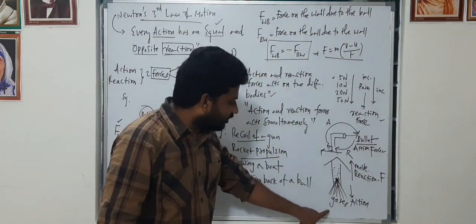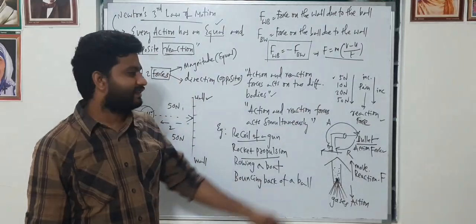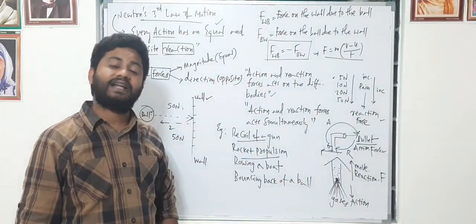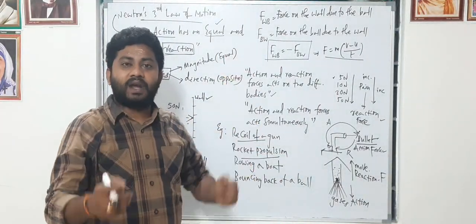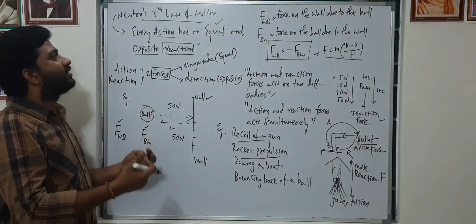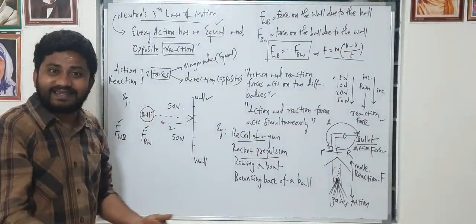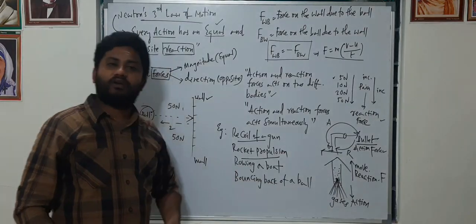So if this is the action force and the reaction force is like that, here also the recoil velocity of a gun is a similar concept. And this is how we can discuss Newton's third law of motion. And you can see the rowing of a boat.